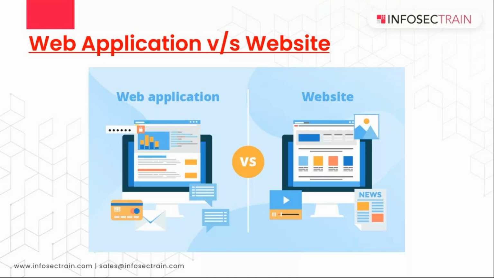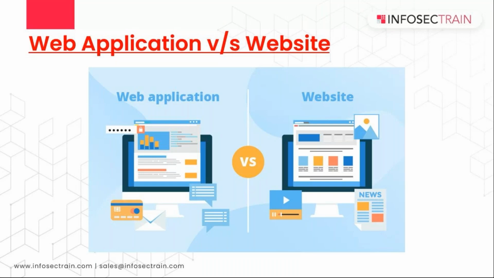If we talk about the differences between a web application and a website, first, as I said, a website is static and interaction is very limited. It provides information or content to the visitor. Web applications are dynamic and interactive, allowing users to perform multiple tasks and manipulate the data.